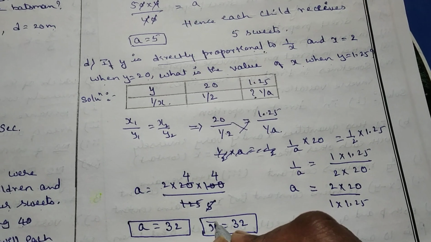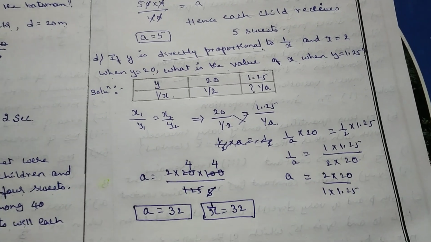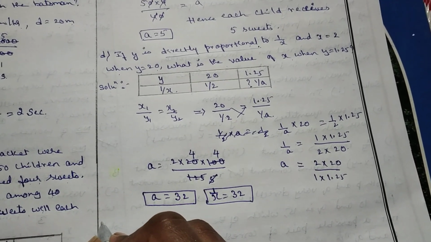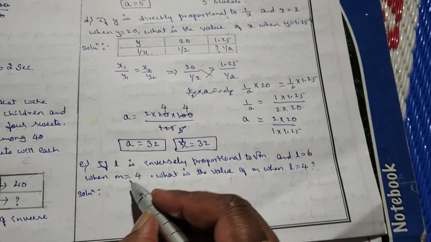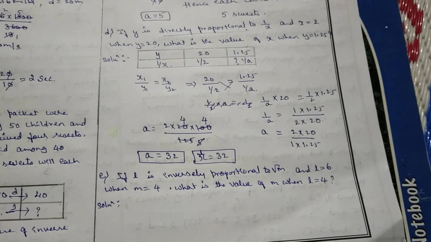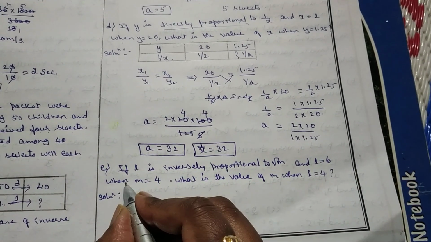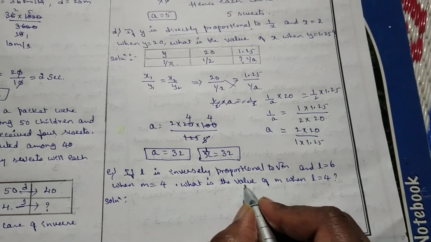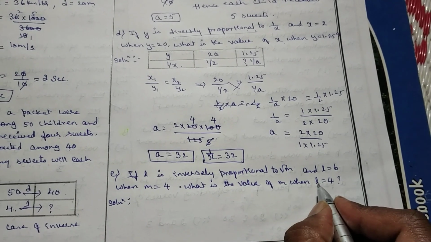I mean 1 by x equal to 32. So let me go with the equation. If L is inversely proportional to the square root of m, and L equals 6 when m equals 4, what is the value of m when L equals 4?